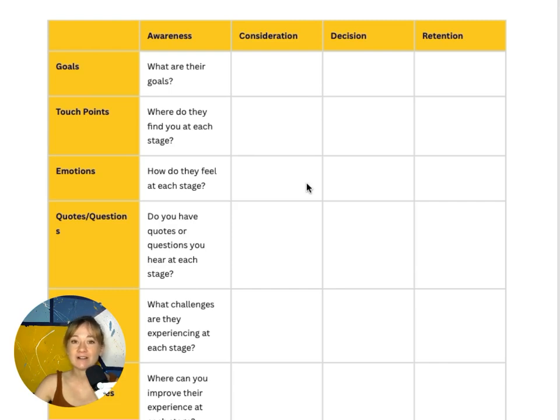Emotions, how do they feel? They might feel excited at this stage. This is a fun stage because they found some solutions to their problems and now they get to make that decision. What would make sense to solve my problem?